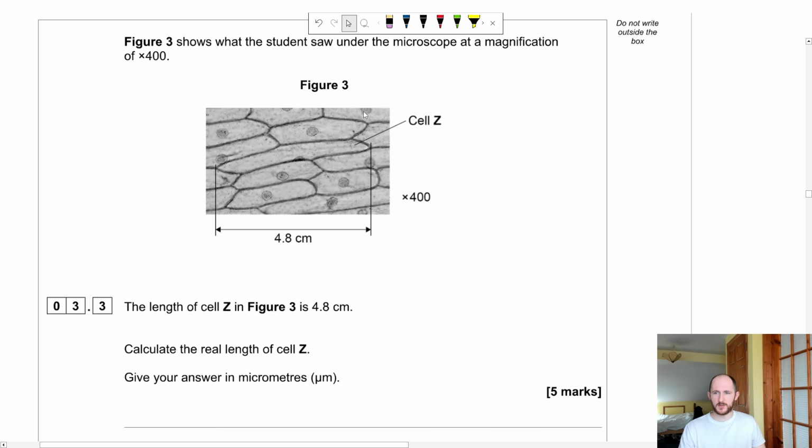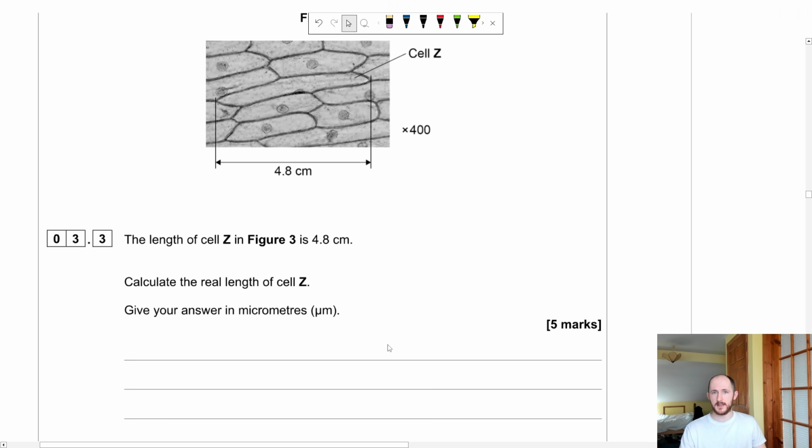Next, here's what the students saw. So you see these individual cells, these are the cell walls, those are the nuclei. Fancy. The length of the cell, which is this thing here, is 4.8 centimeters. Calculate the real length. Well, it's a 400 times zoom, right? So this image is 400 times bigger than it should be. So we need to do 4.8 divided by 400.